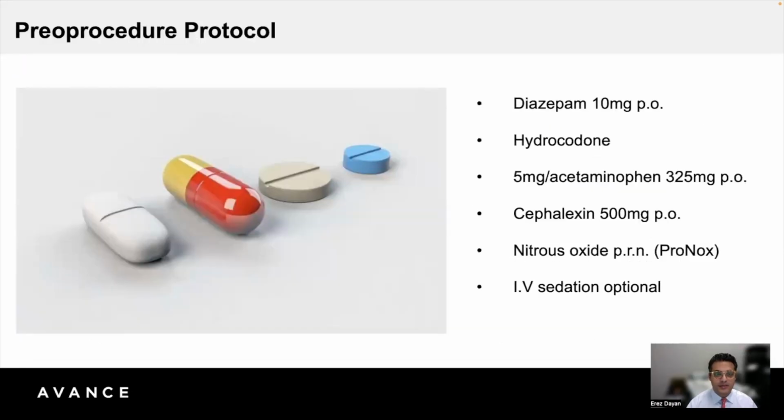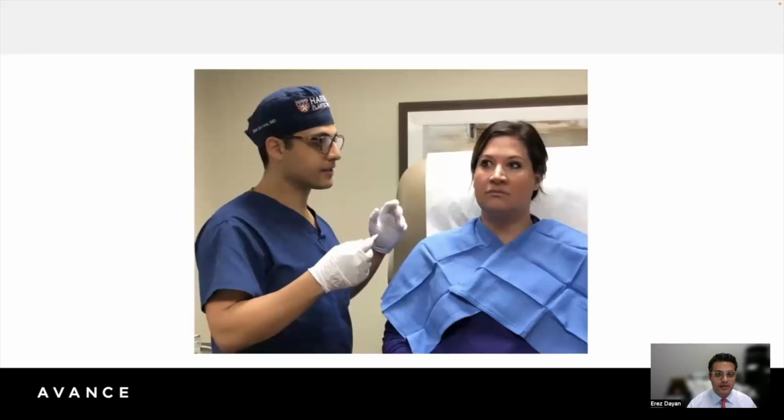Similar to liposuction, we typically pre-treat patients with either some diazepam, pain medication, Pronox, as we mentioned in the previous portion, Dysuvia or sufentanil, or sometimes IV sedation as needed. But frequently these treatments are performed without any kind of sedation in the right patient.